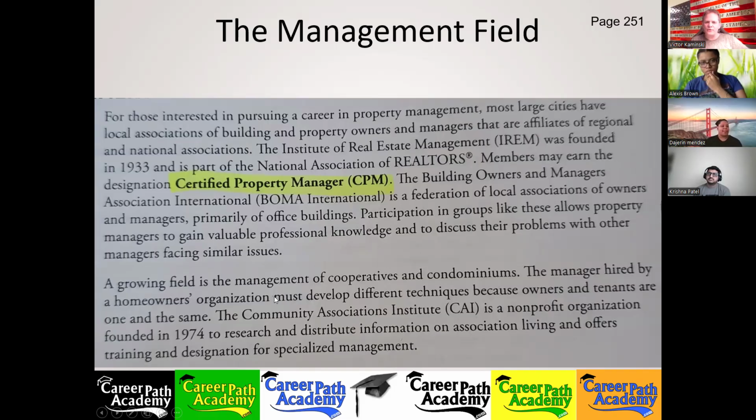And in the growing field of managing cooperatives and condominiums, the manager may be hired by the homeowners organization to manage the condominium complex. So you could get information from CAI. The Community Associations Institute is a nonprofit organization founded in 1974 to research and distribute information on association living, and it offers training and designation for specialized management of these kinds of complexes. If you're interested in maybe doing that, becoming a property manager for a condominium complex, or several.